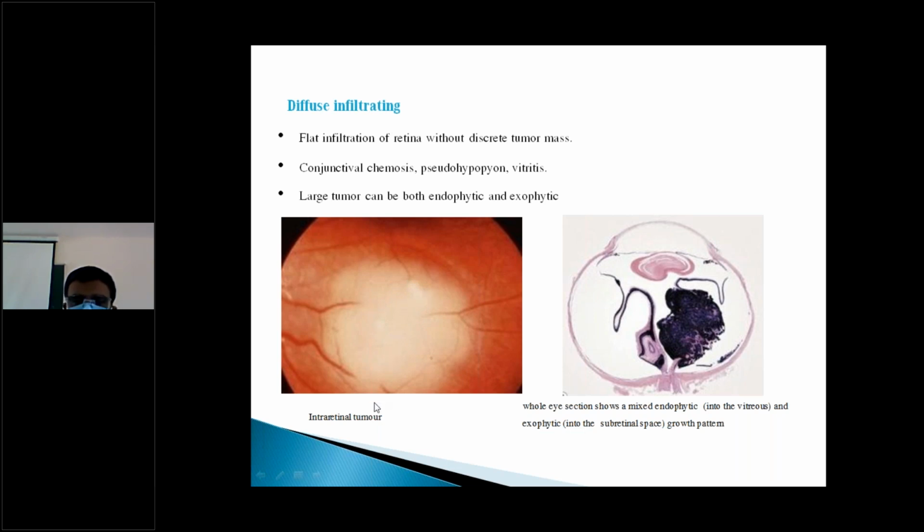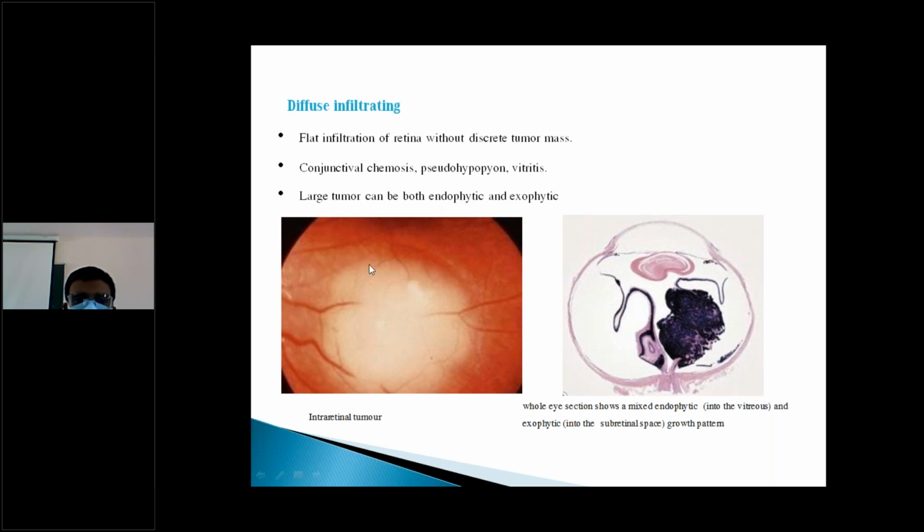There are types of retinoblastoma: grossly and histologically. Histologically, it is undifferentiated, Flexner-Wintersteiner, and Homer Wright rosettes and fleurettes. Grossly, it is differentiated into endophytic, exophytic, and diffuse infiltration. Sometimes it can be both endophytic and exophytic. Endophytic means it goes into the vitreous cavity. Exophytic means, here you can see, it separates the retina from the underlying choroid, mimicking retinal detachment.